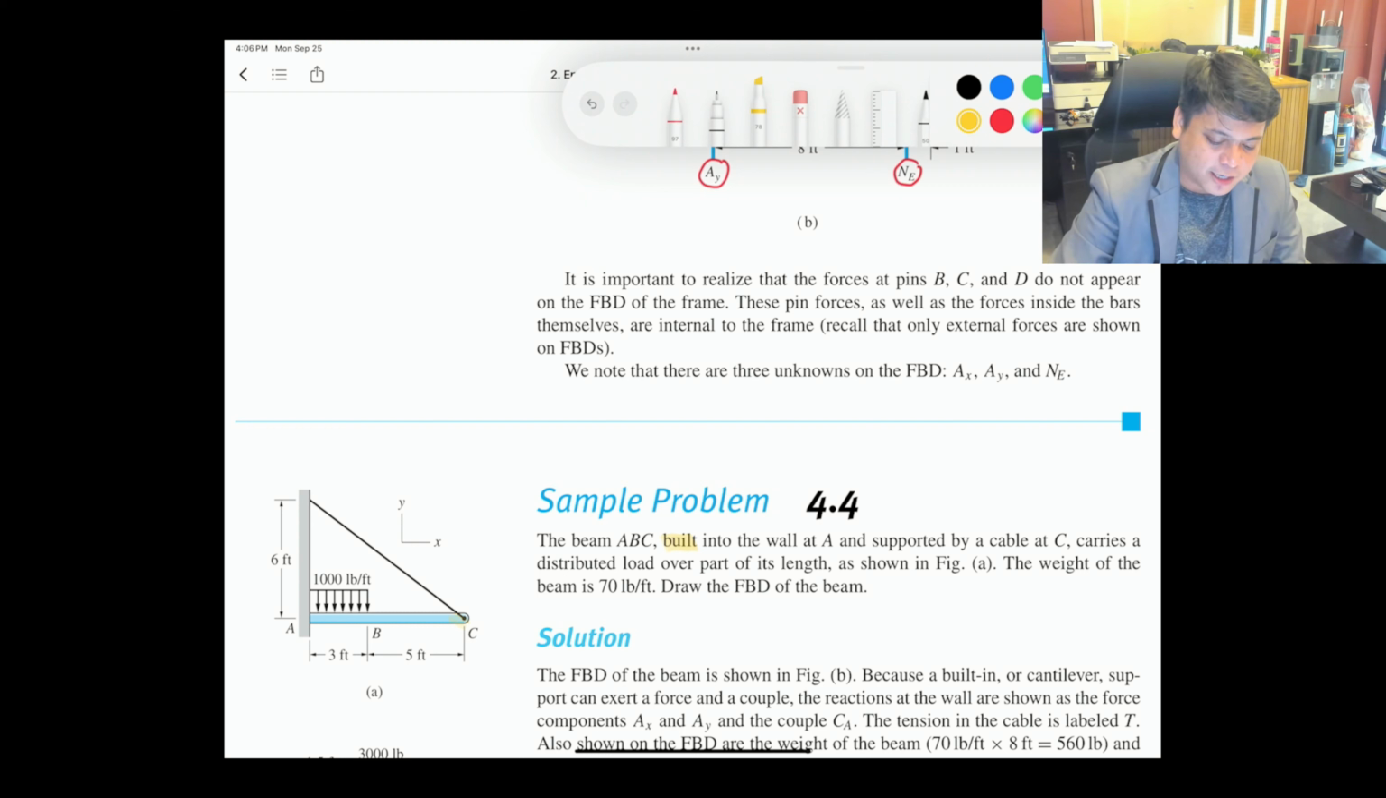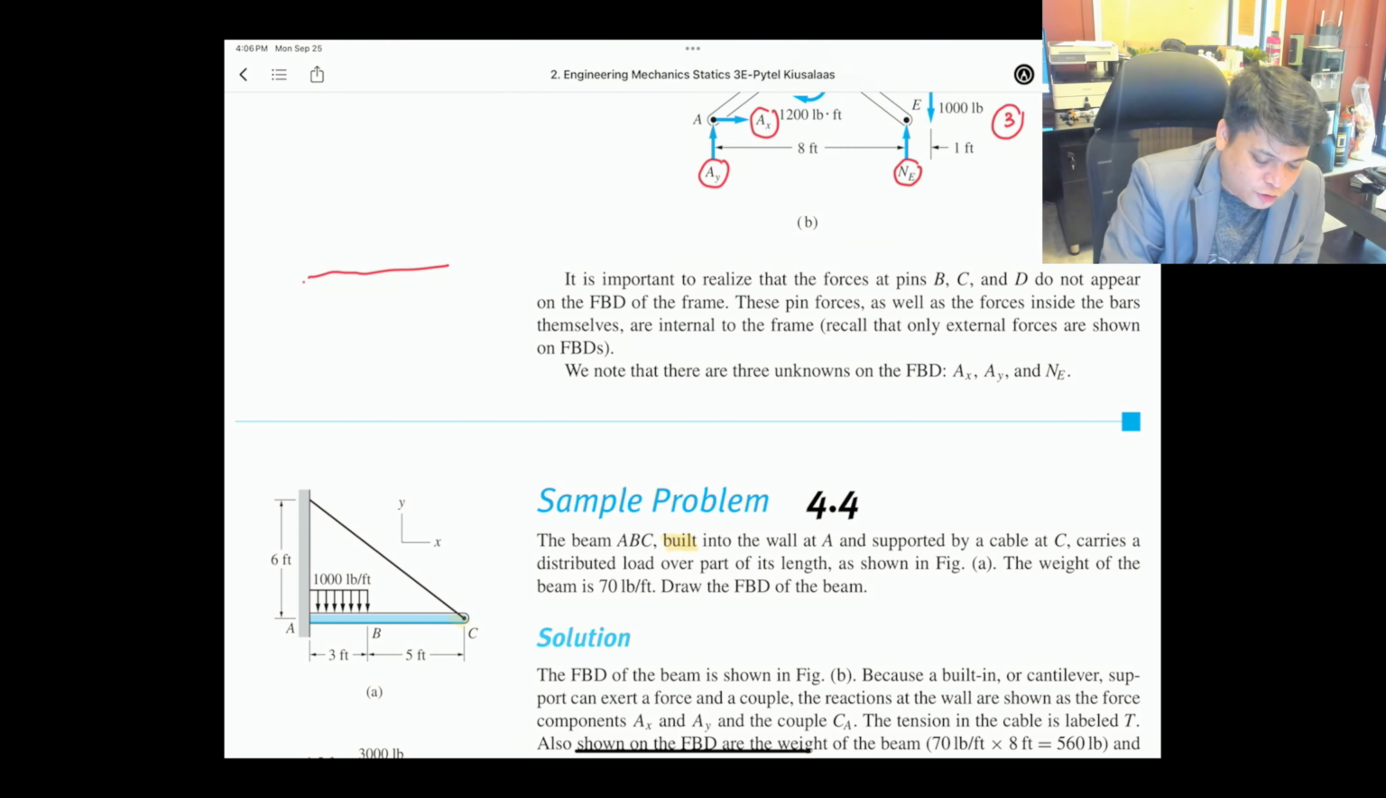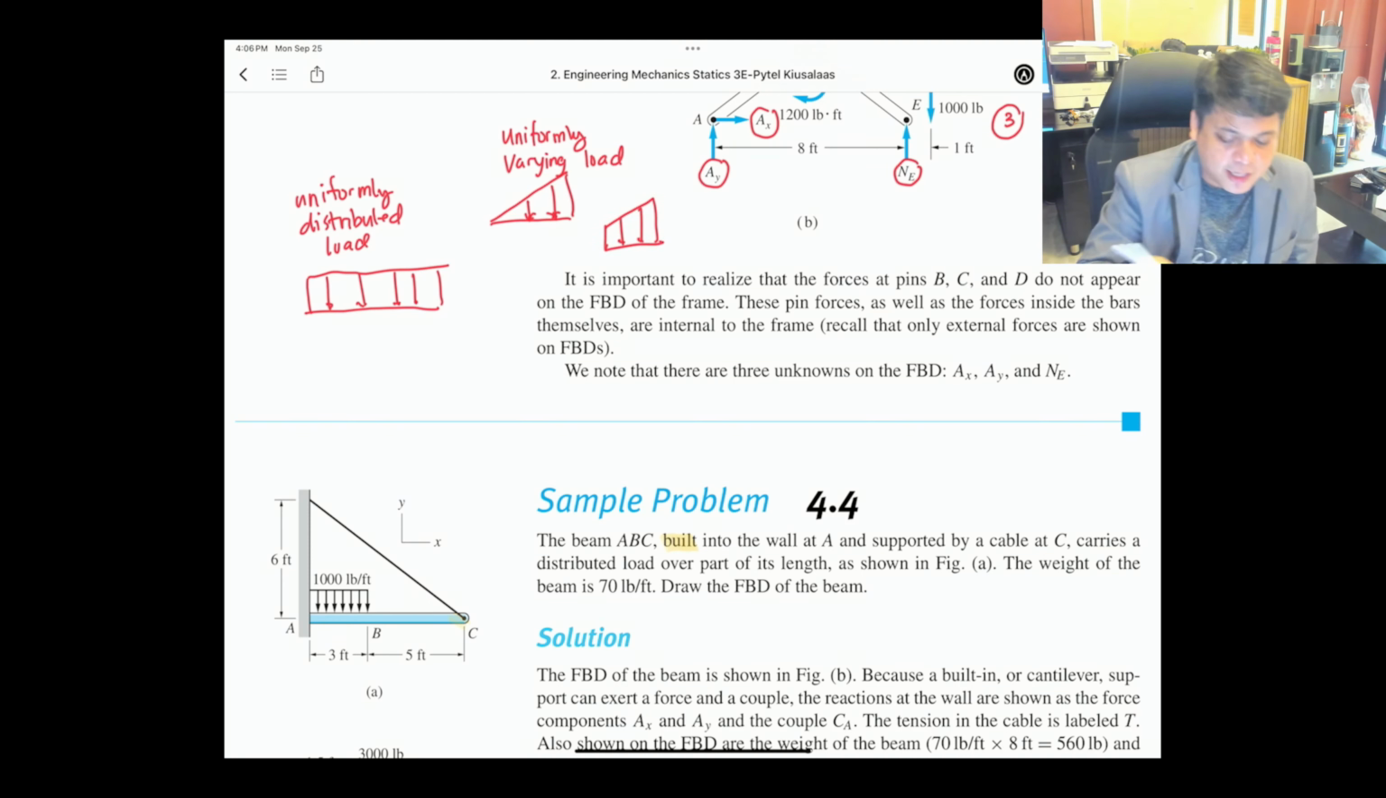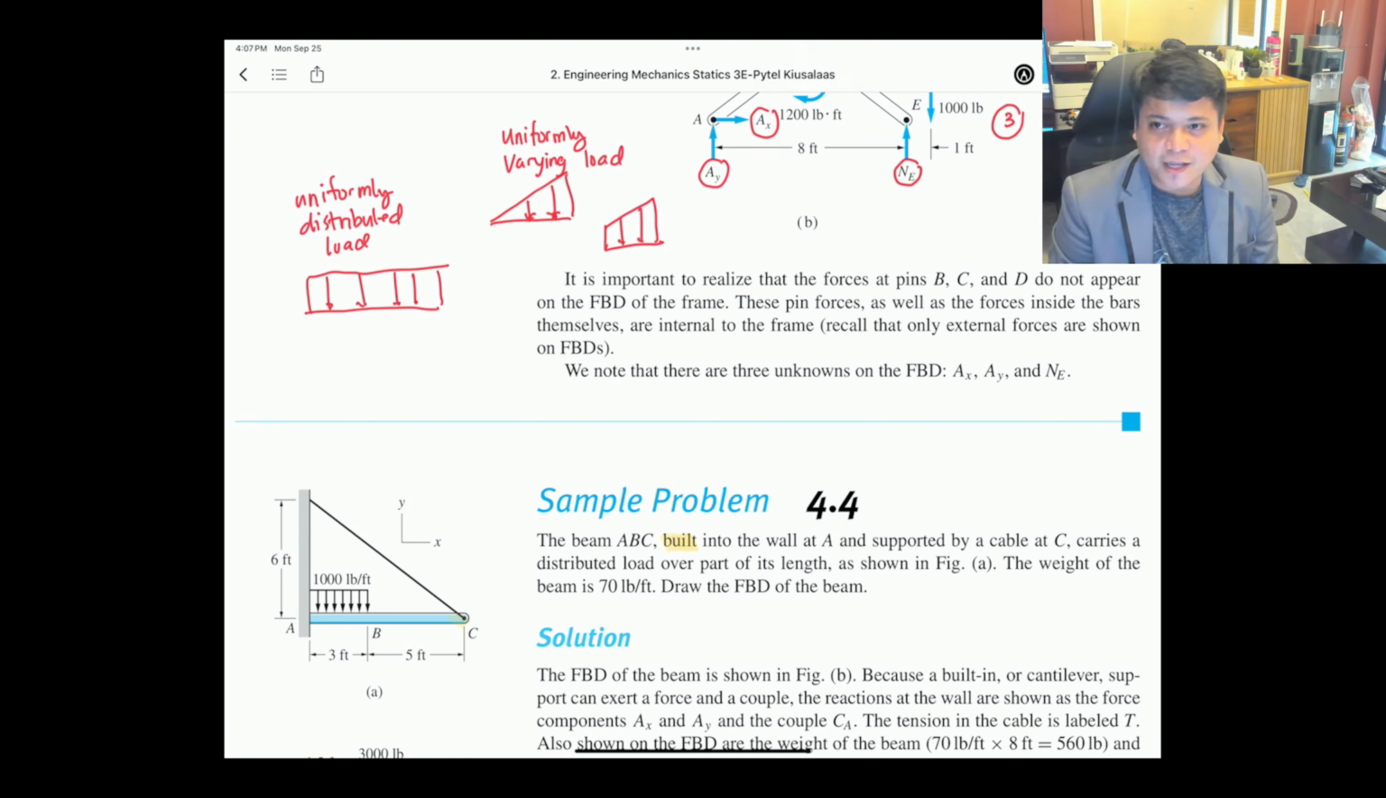We have two kinds of load. If your load is rectangular and you see many arrows pointing downward, we call that a uniformly distributed load. When you see loads that are slanted and varying, we call that a uniformly varying load. It can be shaped like this, or trapezoidal. Again, that is uniformly varying as long as your load varies from one point to another.